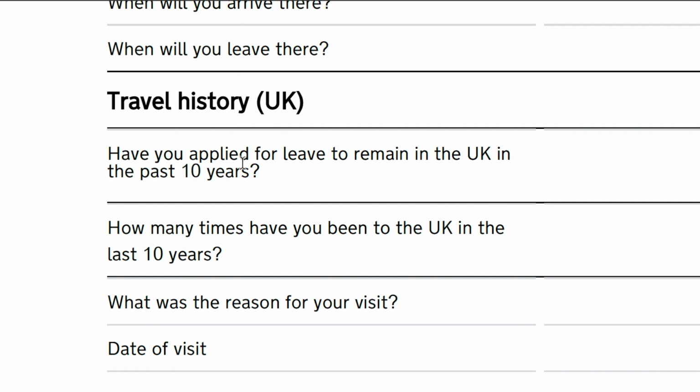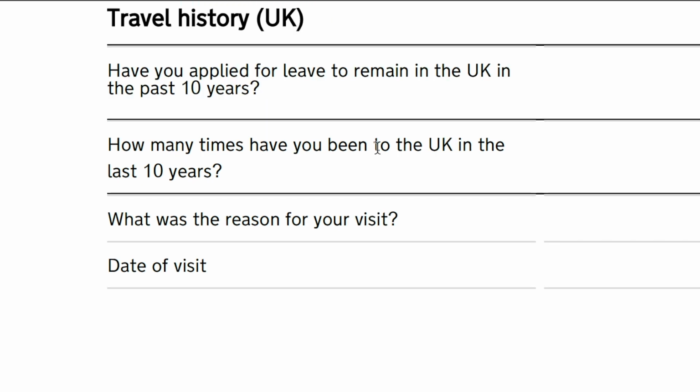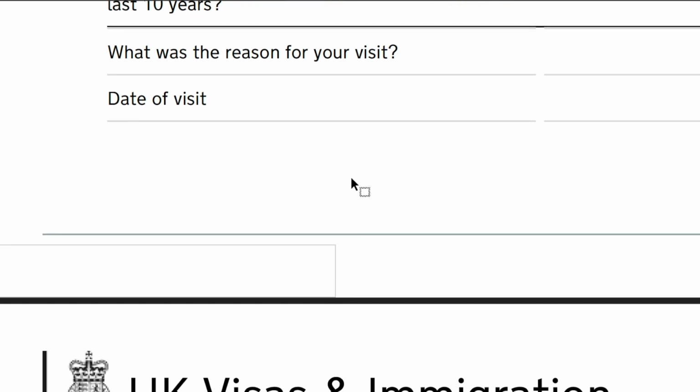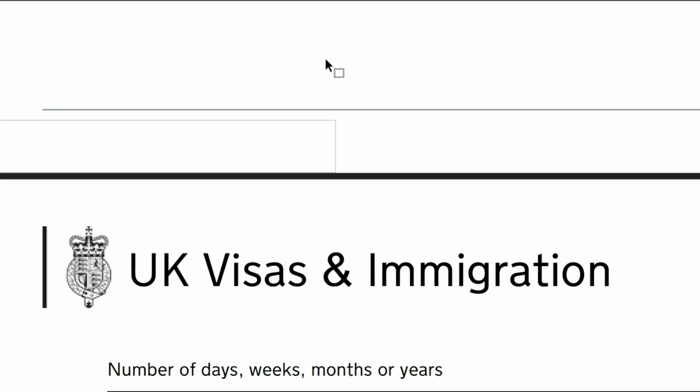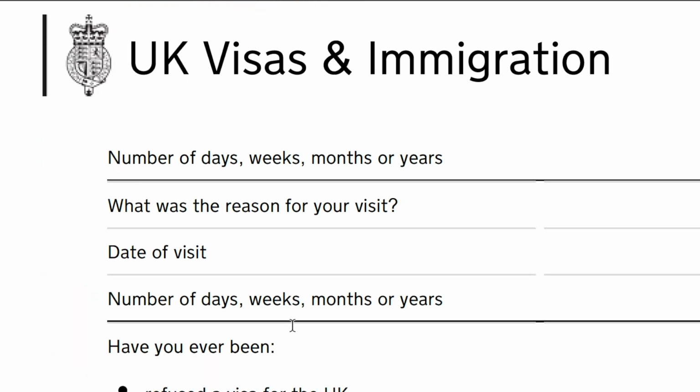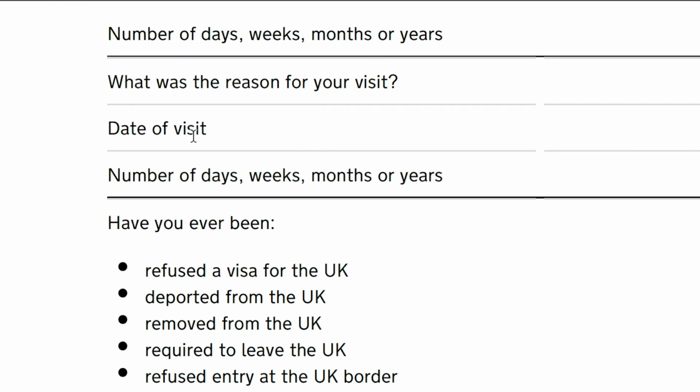Travel history. Have you applied for leave to remain in the UK in the past 10 years? How many times have you been to the UK in the last 10 years? What was the reason for your visit? Date of visit, number of days, weeks, months, or years. Just go to your passport, check the entry stamp date, check the exit stamp date, and you're going to see all those details. If you visit twice, they're going to ask you for that information.